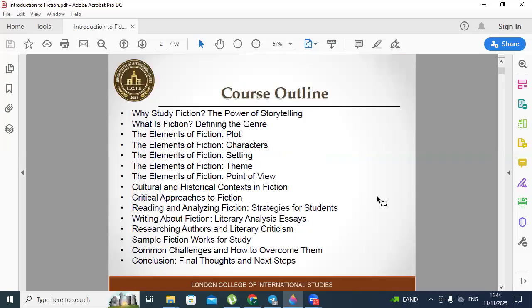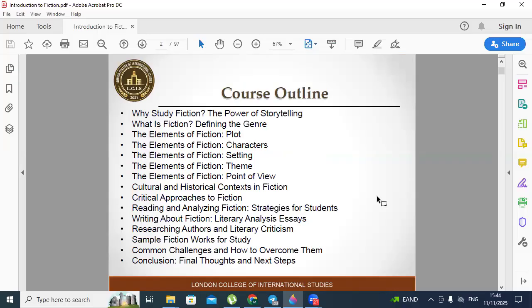Now let's go to the course outline. Why study fiction? The power of storytelling. What is fiction? Define the genre. The elements of fiction: plot, characters, setting, theme, and point of view.